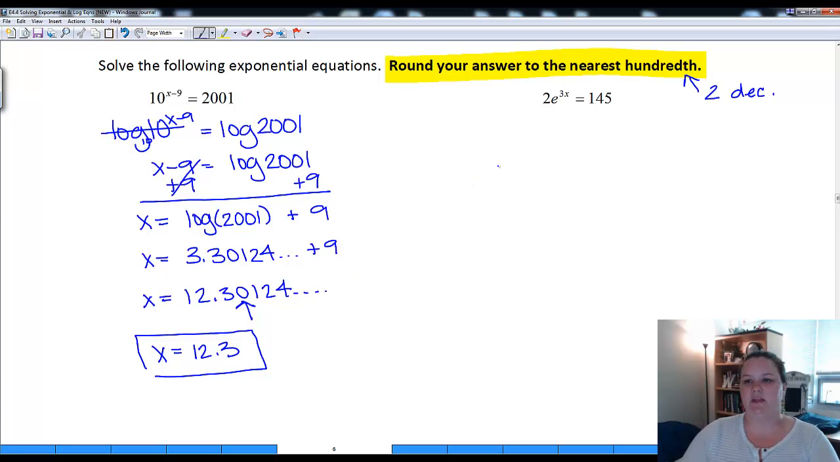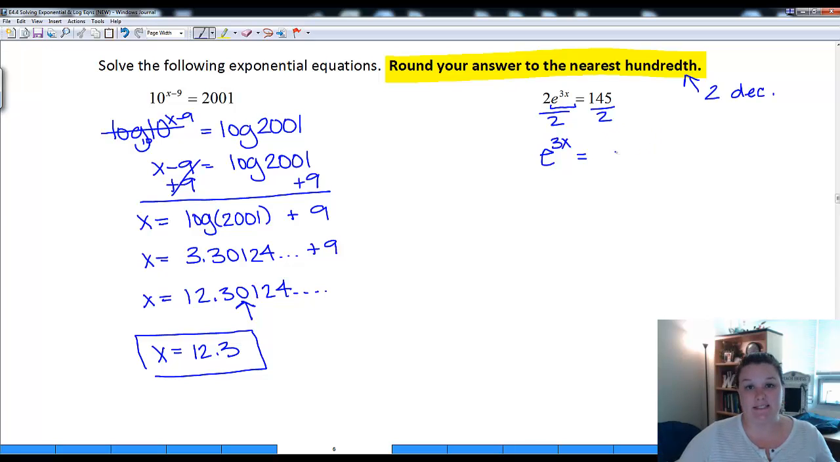Let's look at another one. On this one, I have 2 times e to the 3x equals 145. Now, for my exponential, there's no parentheses around this 2 and this e. So e is the only thing with an exponent. So I'm going to get rid of this 2 because it's not tied to that. So I'm going to divide both sides by 2, which gives me e to the 3x is equal to 145 divided by 2.